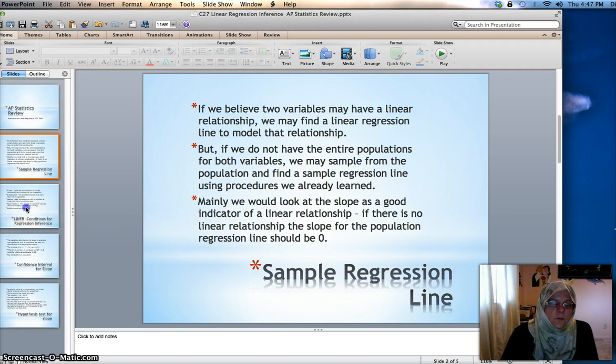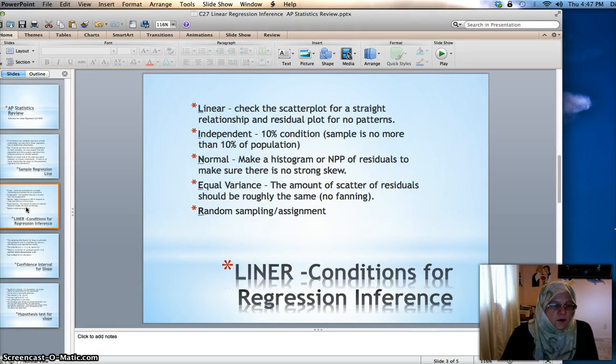Just like all of our inference procedures, whether we're doing inference for means, proportions, or counts with chi-squared, we have conditions that we need to check to make sure that the procedures are appropriate. We learned the acronym LINER, L-I-N-E-R, to help us remember what conditions we need to check in chapter 27 for linear regression inference.